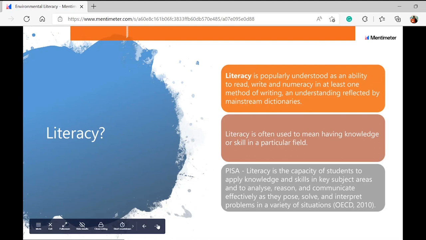And the third, defined by PISA, is the capacity of a student to apply knowledge and skills. Many of you talked about competences and the ability to transfer that knowledge and skill into key subject areas and to analyze, reason, and communicate effectively as they pose, solve, and interpret problems in a variety of situations.